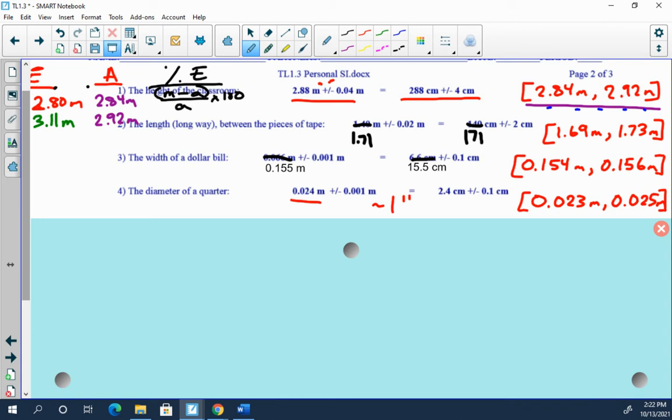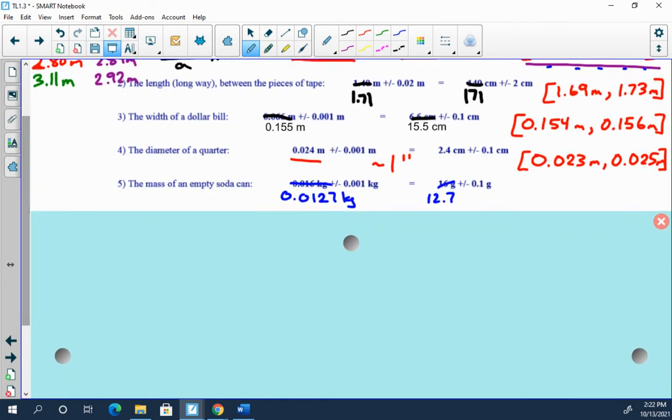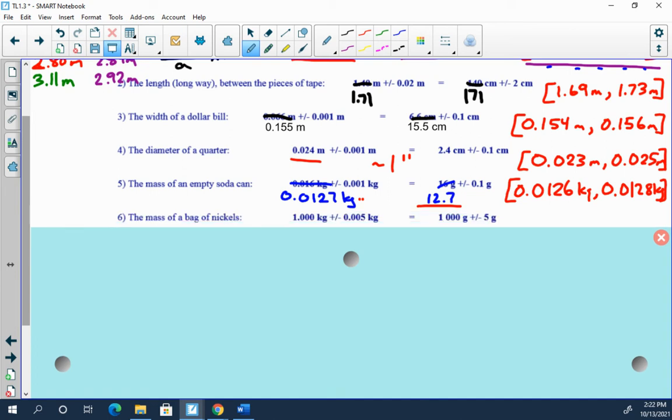Very convenient. Okay. The mass of an empty soda can, probably the most difficult one to estimate in the entire lab. The mass of an empty soda can, here it is. It is 12.7 grams, plus or minus a tenth of a gram. If you did it in kilograms, then that range is from 0.0126 kilograms to 0.0128 kilograms. You could have done this in grams, which would have been easier to think about. 12.6 to 12.8 grams, there's your range.